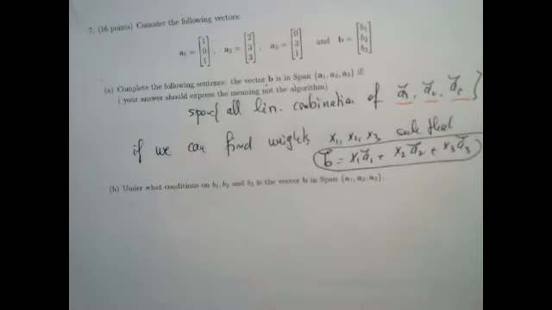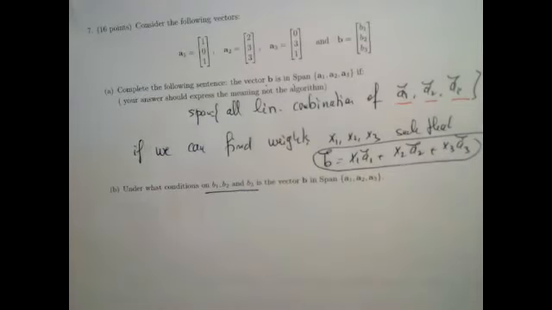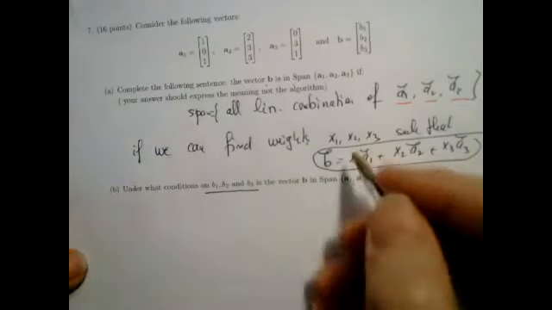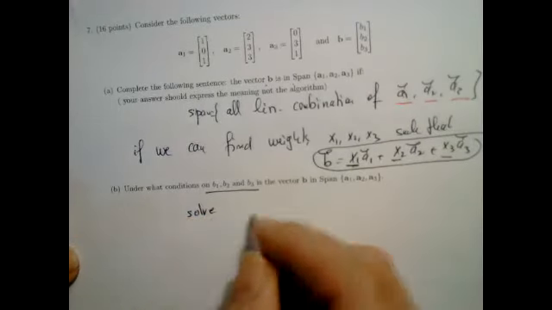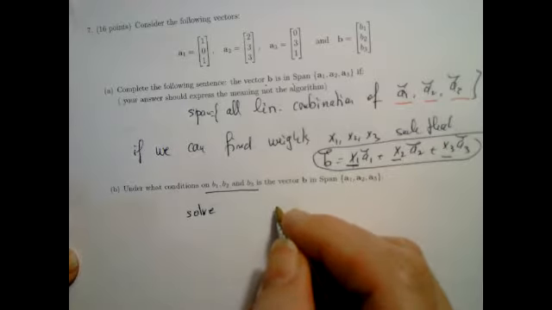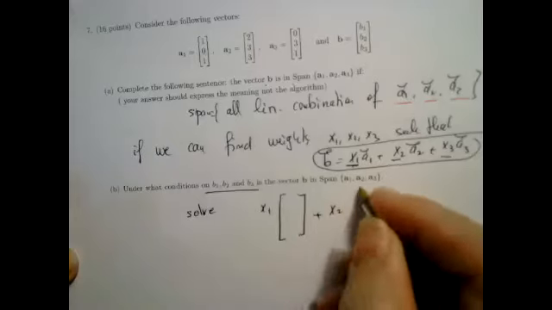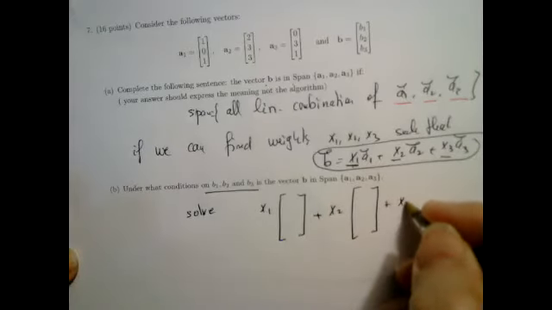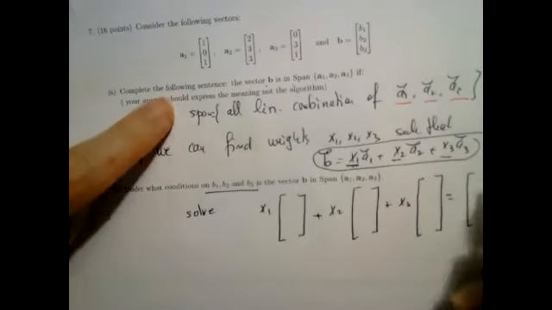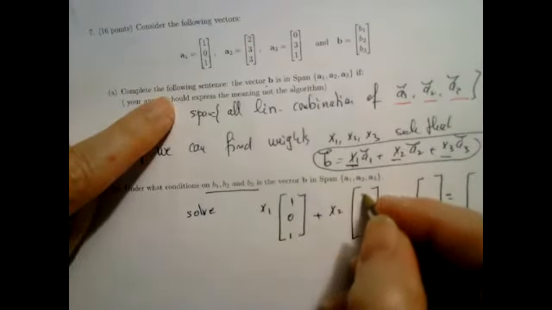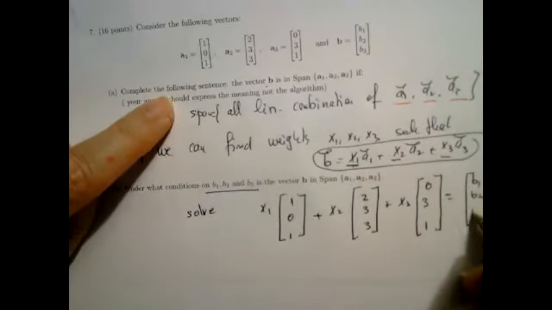Now my first question is, under what condition on b1, b2, b3 is the vector in the span? The vector is in the span if I can find a solution. So we need to solve and see under what condition we have one. We have to solve x1 times this plus x2 times that plus x3 times this equal to b. Always write what you're trying to do, and this way you learn. So this is 1, 0, 1, 2, 3, 3, 0, 3, 1, b1, b2, b3.